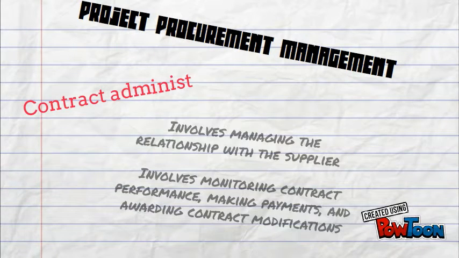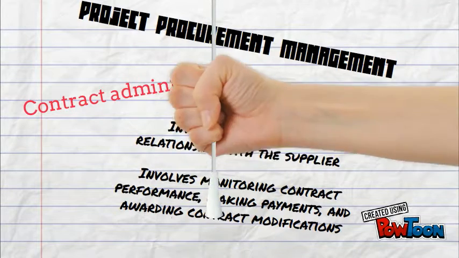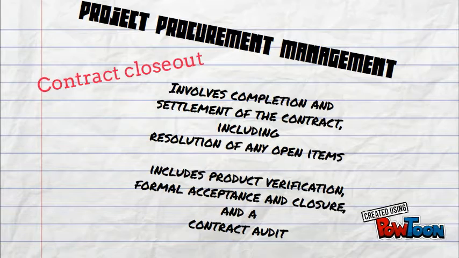Contract administration involves managing the relationship with the supplier. It also involves monitoring contract performance, making payments, and awarding contract modifications. Contract closeout involves completion and settlement of the contract, including resolution of any open items. It also includes product verification, formal acceptance and closure, and the contract audit.